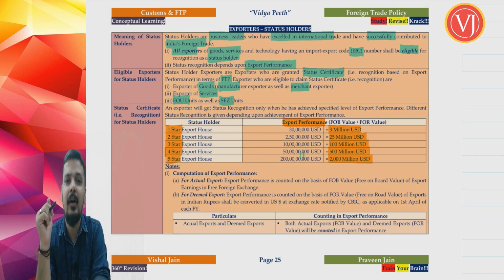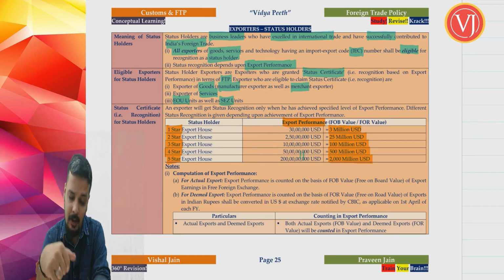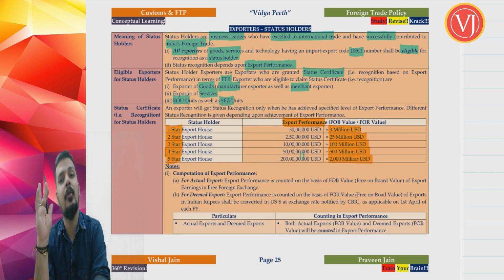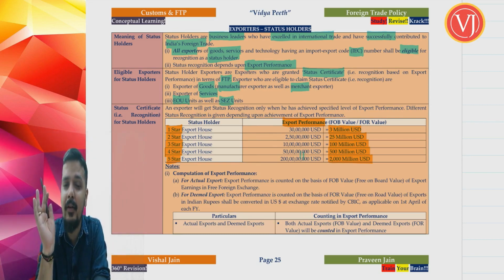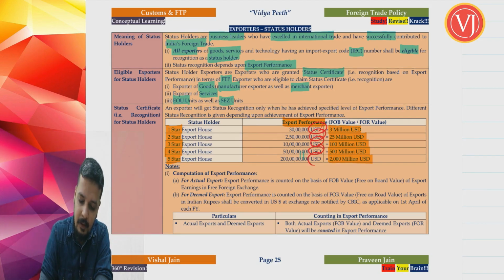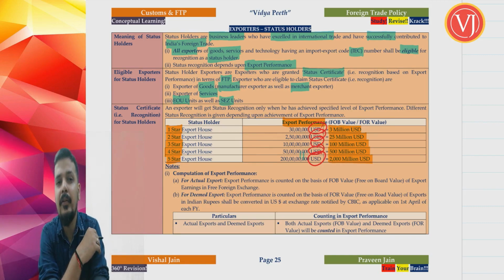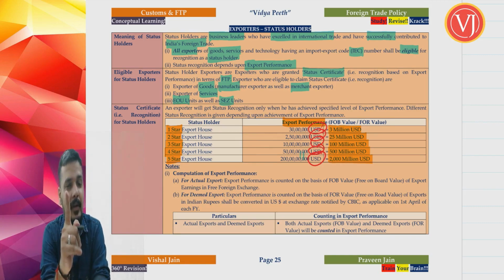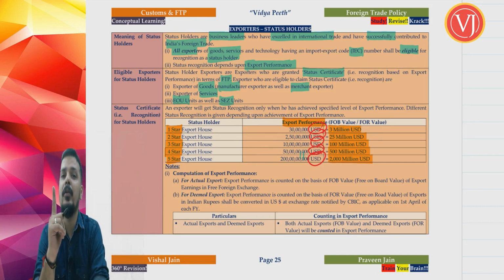That is, you are talking about 10 lakhs. So 30 lakhs US dollars, you are talking about 2 crore 50 lakhs, you are talking about 10 crores, you are talking about 50 crores, and you are talking about 200 crores. Dollars. Friends, you are talking about dollars. So the first important thing that you have to understand here is the focus is on US dollars, not rupees. Don't confuse here.